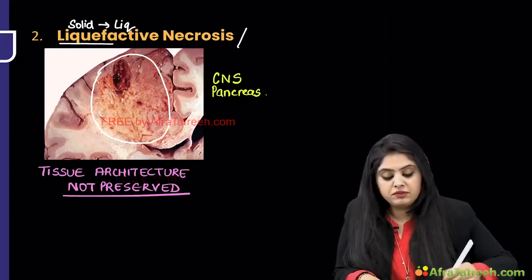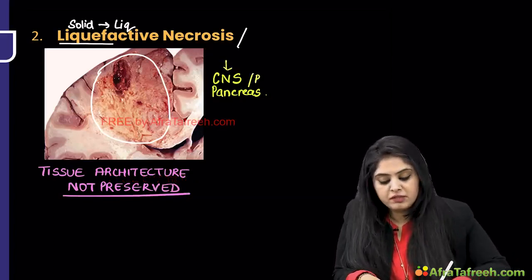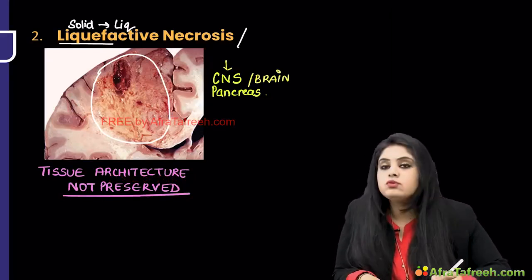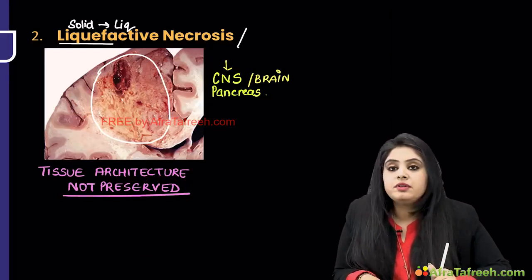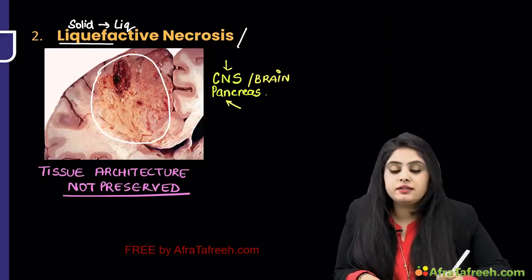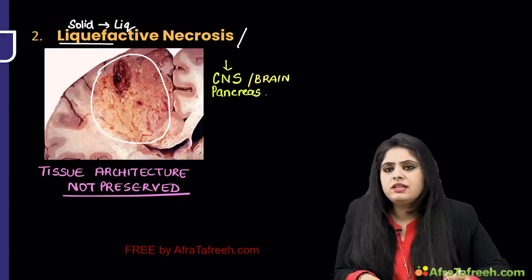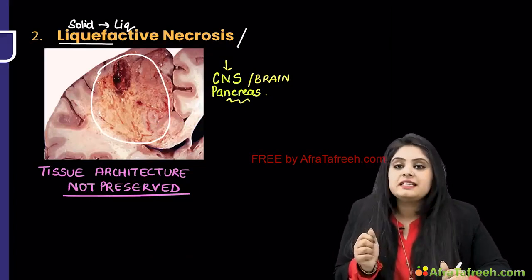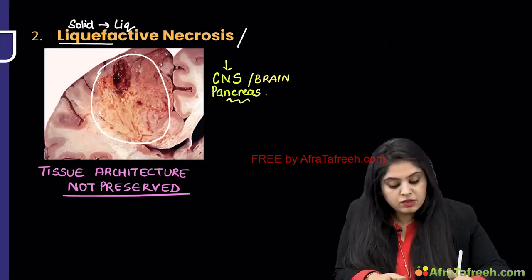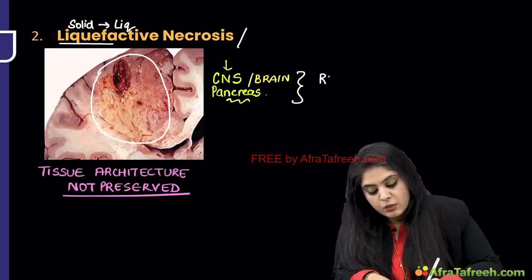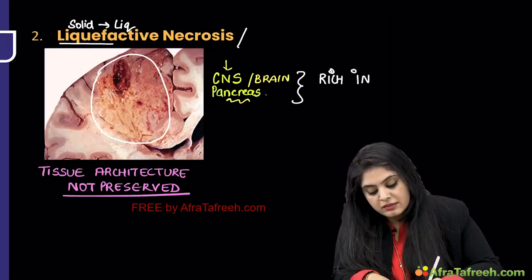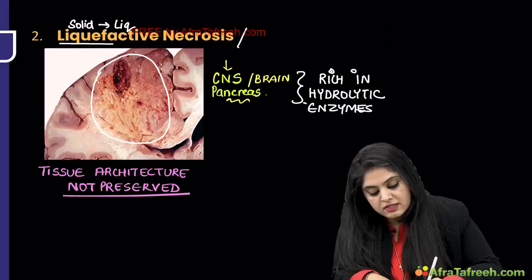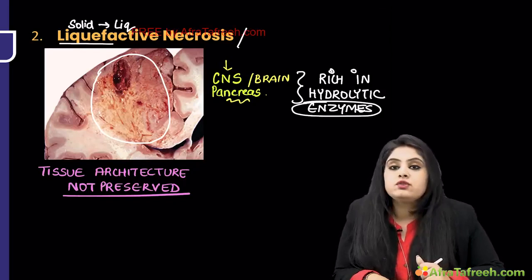So let's take some examples. For example, you have the CNS, or I'm saying brain. For example, you have something to do with a stroke. So this is what is going to happen in the brain. For example, you have a case of pancreatitis, which obviously is going to happen in the pancreas. So any reason, guys, why only brain and pancreas I'm considering over here? Because these are very rich in enzymes. So these are very rich in hydrolytic enzymes. And that means that whenever enzymatic activity is more, the area is going to become liquefied.